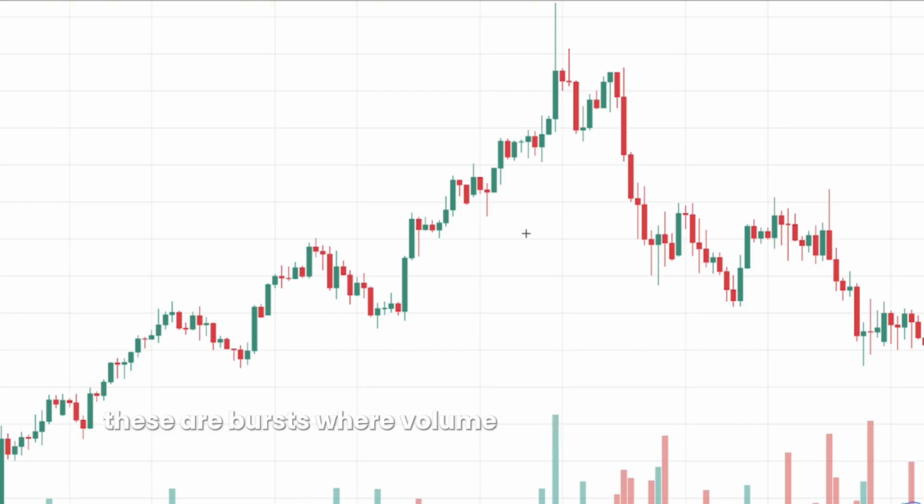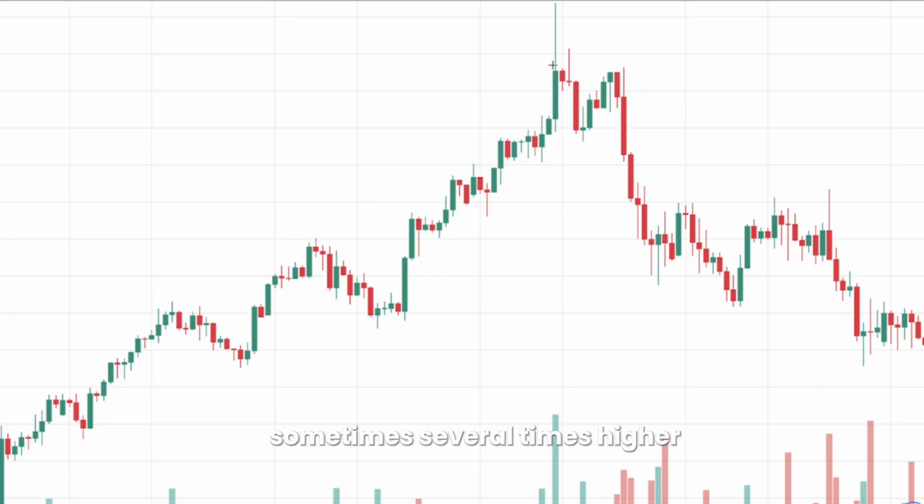These are bursts where volume surges far above its recent average, sometimes several times higher, and often appear near the end of a mature trend as the last wave of buyers or sellers rushes in. After this kind of climax, the trend frequently stalls or reverses because the dominant side has effectively run out of fresh participants to push price further.